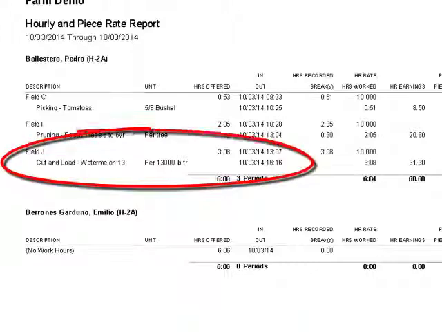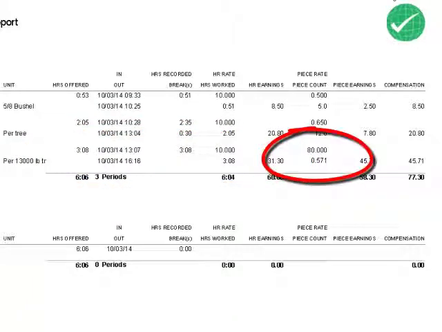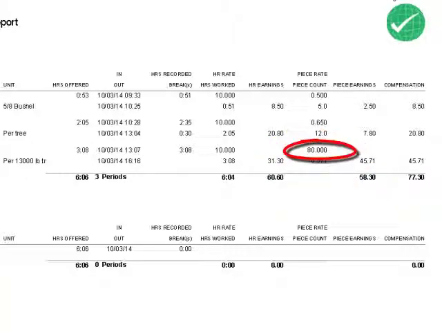Finally, Pedro and the team of 7 cut and loaded watermelons in field J. During this work period of just over 3 hours, the team filled 4 13,000-pound trailers. The team earned $80 for each trailer, and the compensation was divided equally between all 7 members. Pedro's share was $45.71. During this period, he exceeded his hourly earnings of $31.30. As a result, Pedro's compensation for this work period was $45.71.